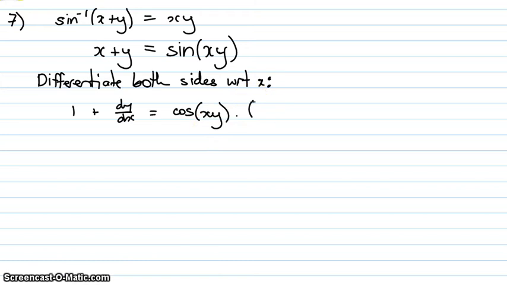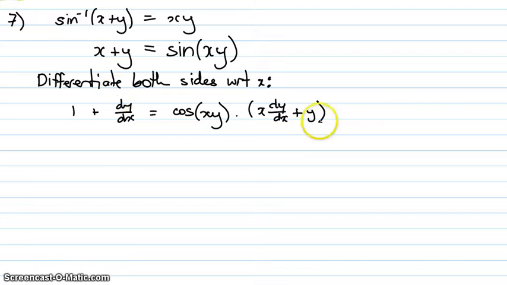Times. Differentiate xy, we need to apply the product rule. So hold x constant, differentiate y, we get dy by dx, plus hold y constant, differentiate x, we get 1. So this is our expression for after differentiating both sides.